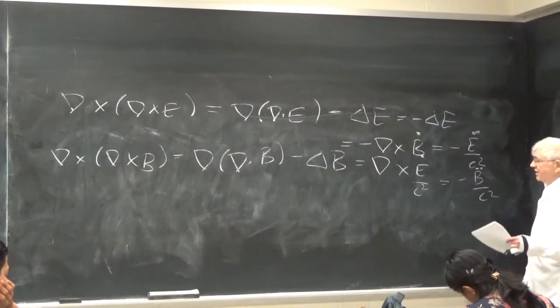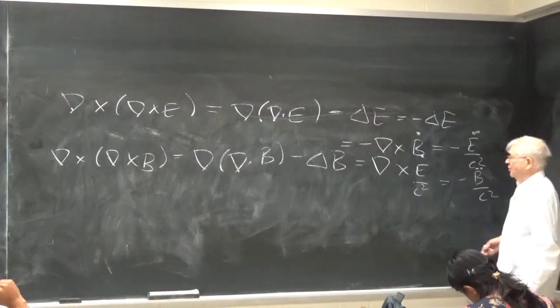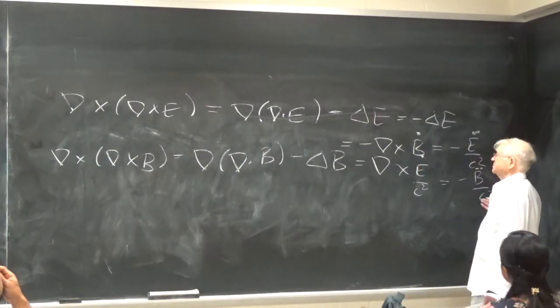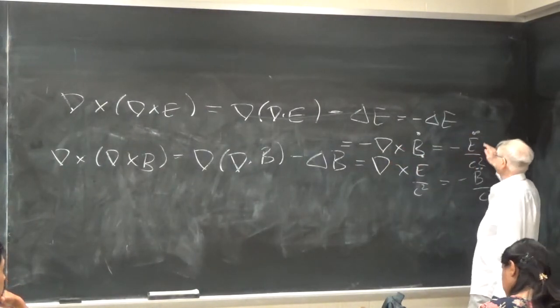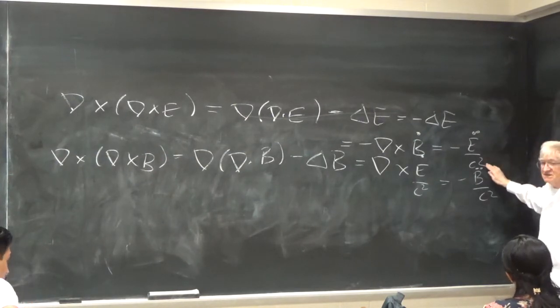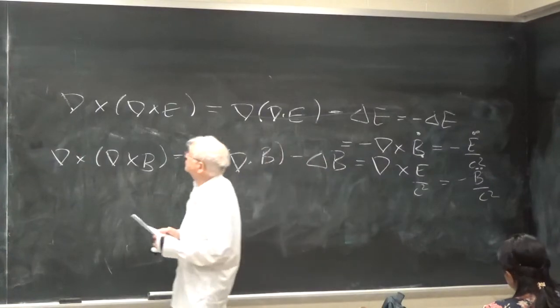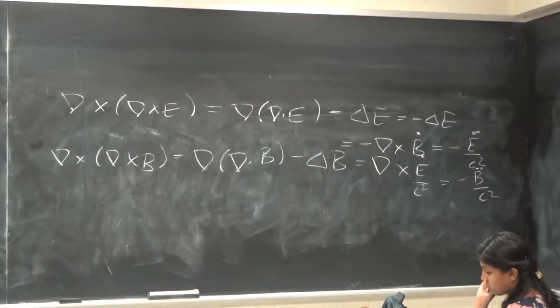And of course, these are the wave equations. In other words, the Laplacian of B is minus B double dot over c squared. The Laplacian of E with a minus sign is E double dot over c squared. And of course, this is how electromagnetic waves propagate. Well, we're just about out of time.